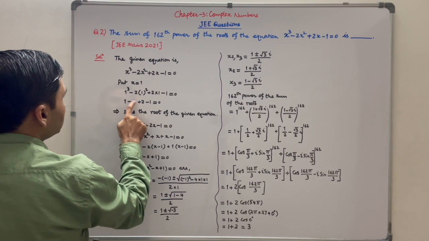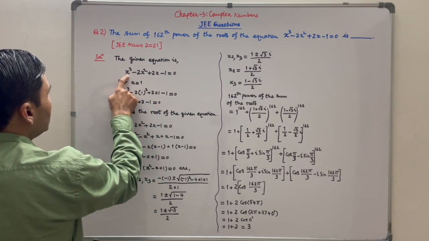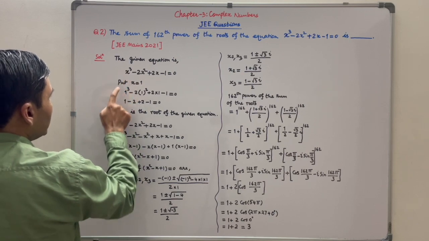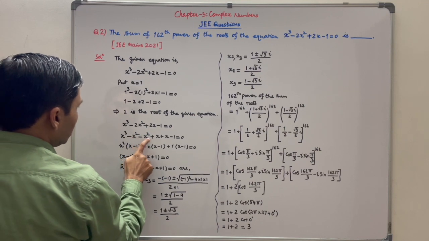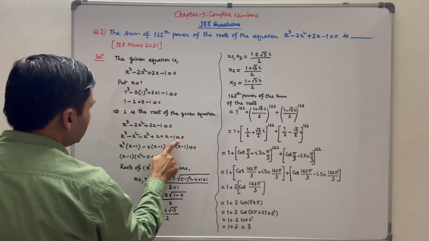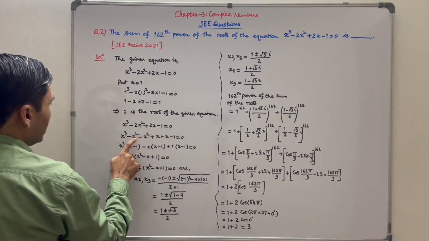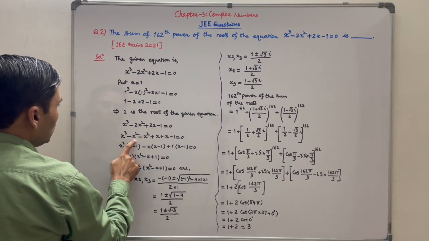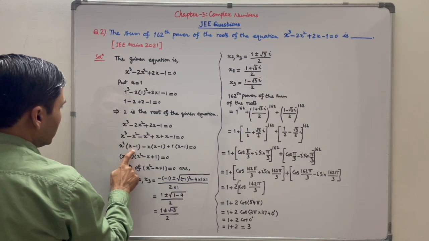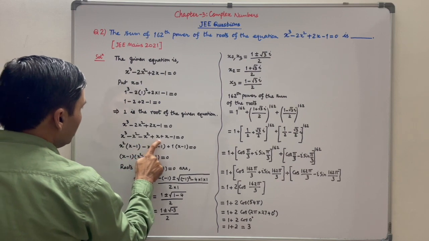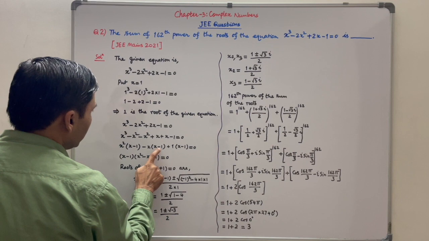We get LHS is equal to RHS. That means 1 is one root of the equation. We can rewrite this equation as x cube minus x square plus x minus 1 is equal to 0, so that we can take x minus 1 common. In term 1 and 2, we can take x square common, so inside the bracket it is x minus 1. In term 3 and 4, we can take minus x common, so that inside the bracket it is x minus 1.